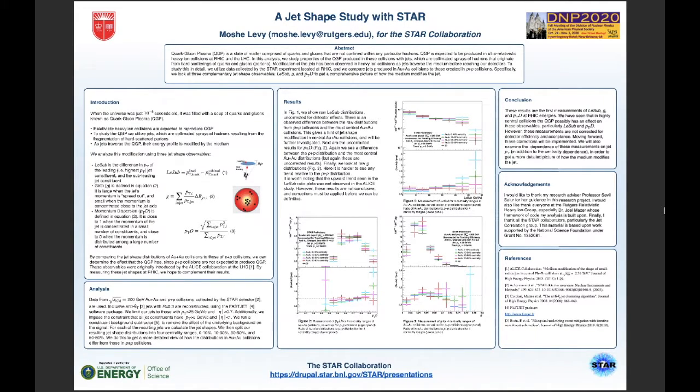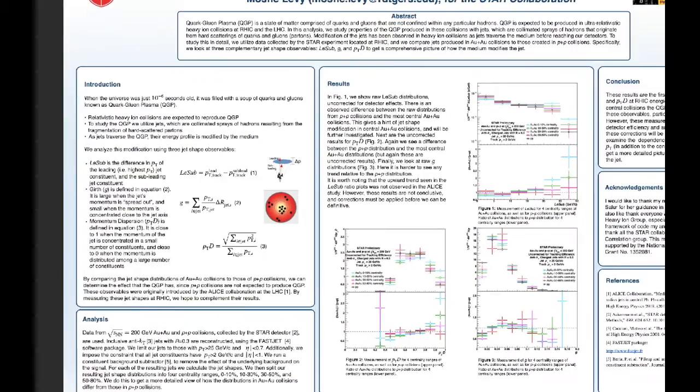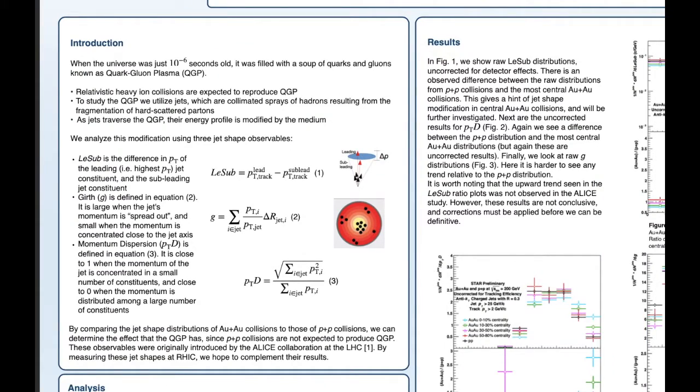My research has focused on studying the properties of quark-gluon plasma, or QGP, that is produced in heavy ion collisions. We do this by analyzing how the quark-gluon plasma interacts with jets. Jets are collimated sprays of hadrons that result from the fragmentation of partons involved in a hard scattering. As these jets traverse the medium, they interact strongly with it, and their energy distribution is modified. So by analyzing this modification, we can determine something about the medium.